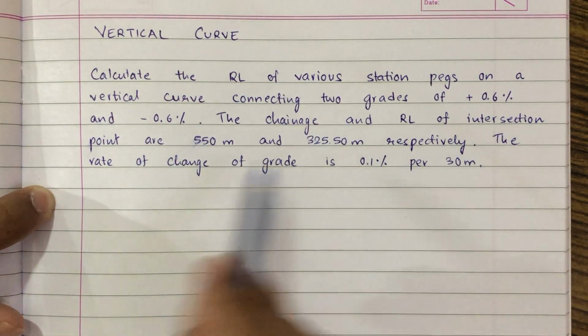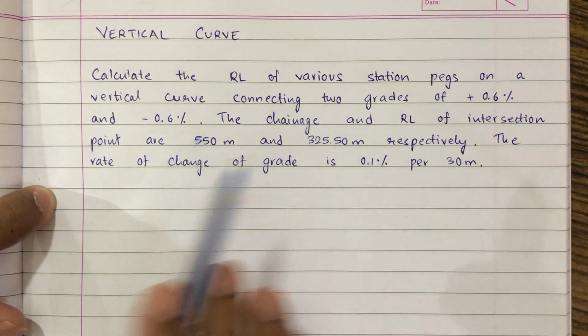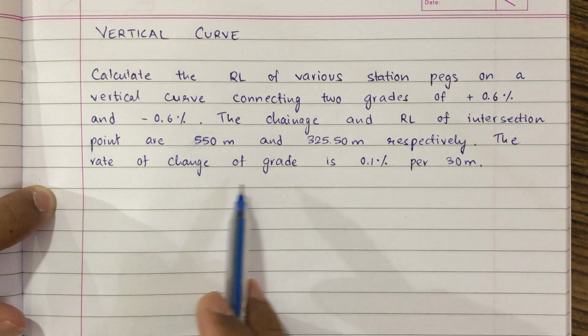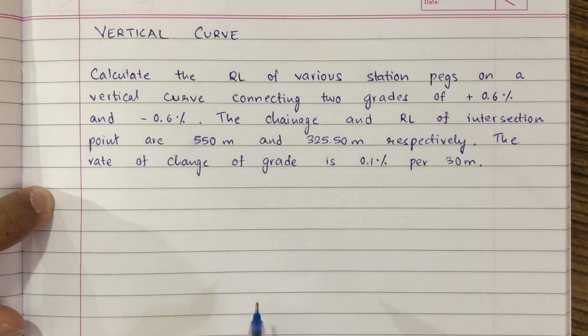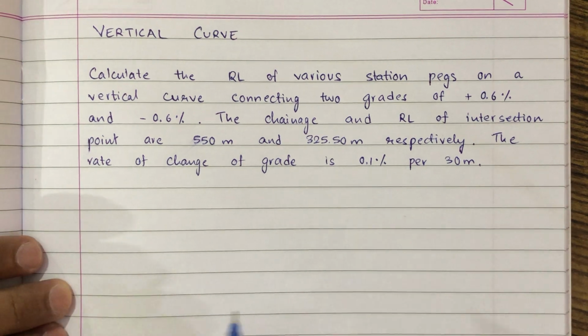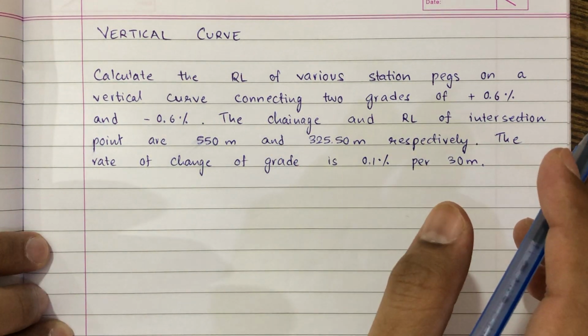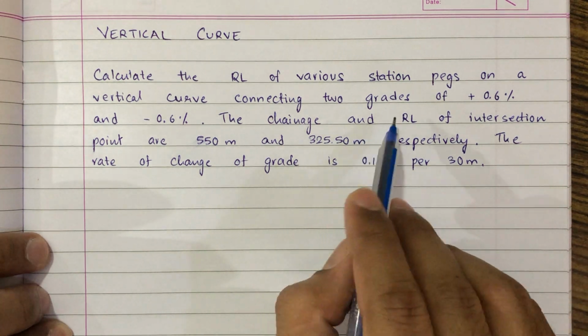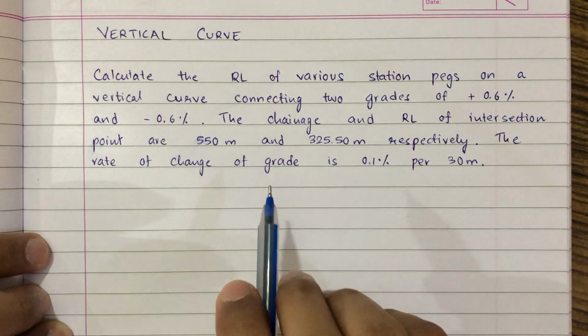The chainage and RL of intersection point are 550 meter and 325.5 meter respectively. The rate of change of grade is 0.1% per 30 meter. Now, let us see what type of a curve this is, whether this is a summit curve or a sag curve. It is saying two grades of plus 0.6% and minus 0.6%.